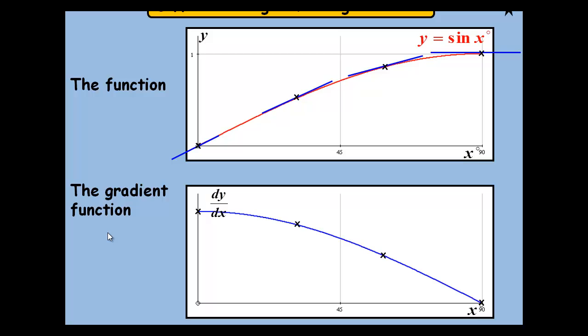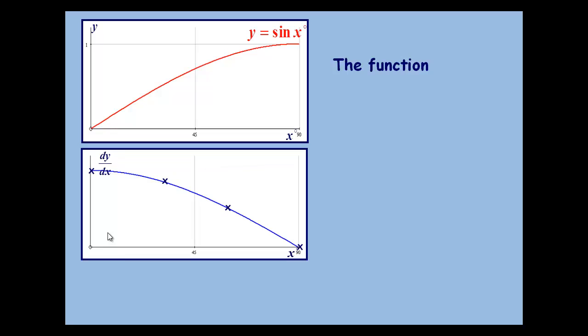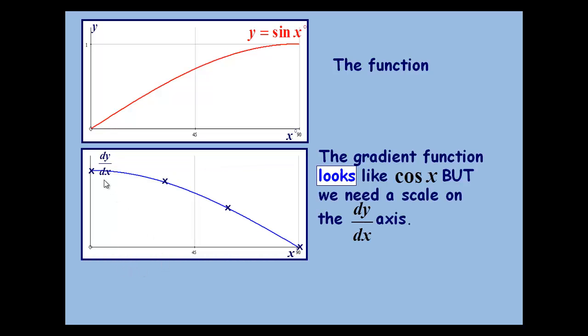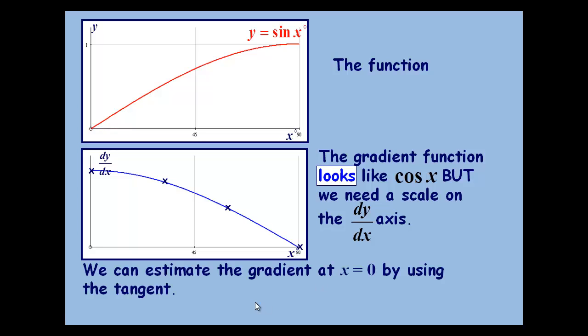Okay, and that's what we end up with. So a bit of an approximation, but that's what we end up with. So our gradient function looks a bit like the cos graph, but without a scale on this gradient axis, the dy dx axis, we can't really see whether it is the cos graph.